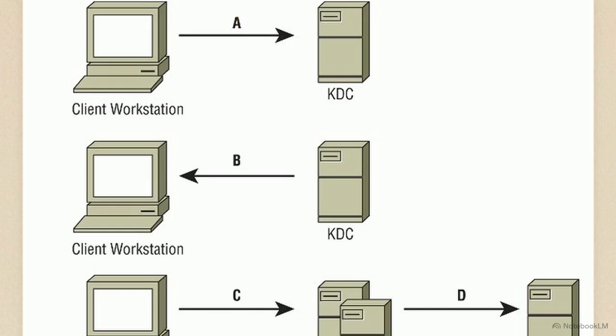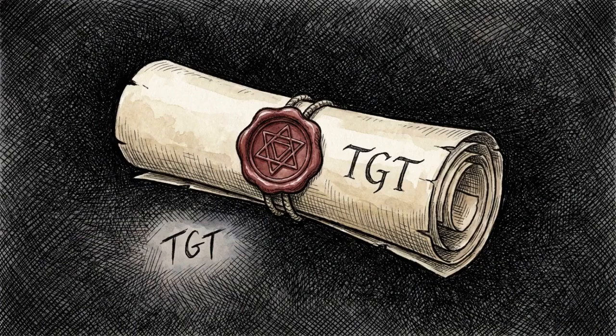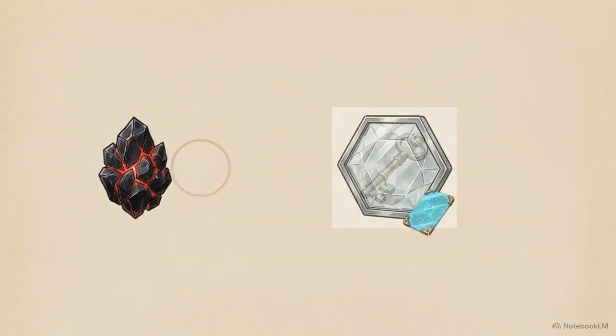The first thing to note is that the client does not resend the user's password over the wire during this request phase. Instead, the client sends a highly specific payload, the Ticket Granting Ticket, or TGT. The TGT functions as a secure proxy. It tells the KDC who the user is, effectively shielding the actual master credentials from network exposure.